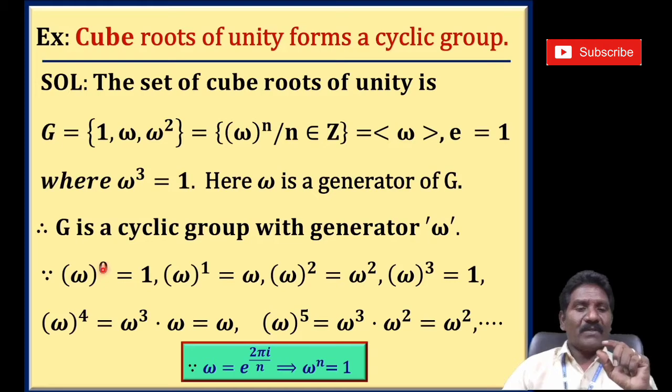Here omega power 0 is 1, omega power 1 is omega, omega square is omega square, omega cube is 1, omega power 4 is omega cube into omega is omega, omega power 5 is omega cube into omega square is omega square, and so on. Here we get omega power 0 is 1, omega power 1 is omega, omega square is omega square. We get the elements of G. This means every element of G can be expressed as some integral power of omega. Therefore, G is a cyclic group with generator omega. Similarly, we prove that omega square is also a generator of G. This is the example for cyclic group.